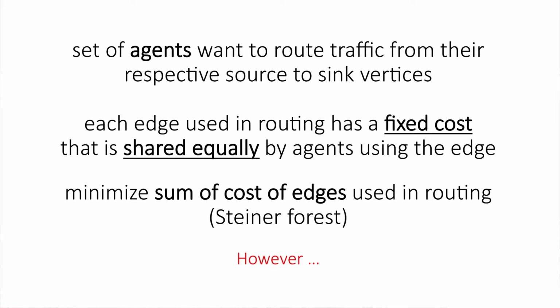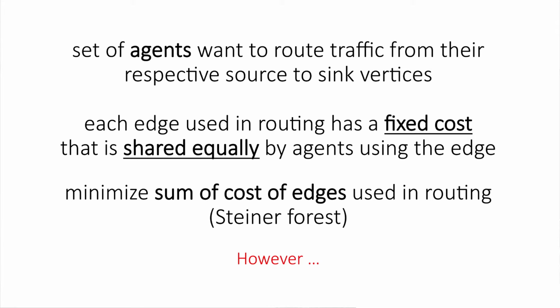Now, the kind of costs I would be concerned about in this talk are what I call fixed costs. What that means is that every edge that is used in any routing path has a fixed cost that has to be paid. So, how do the agents pay this cost? Again, I will look at the simplest scenario where all the agents using the edge simply divide the cost of the edge equally among themselves. So, that is what a cost shared network is.